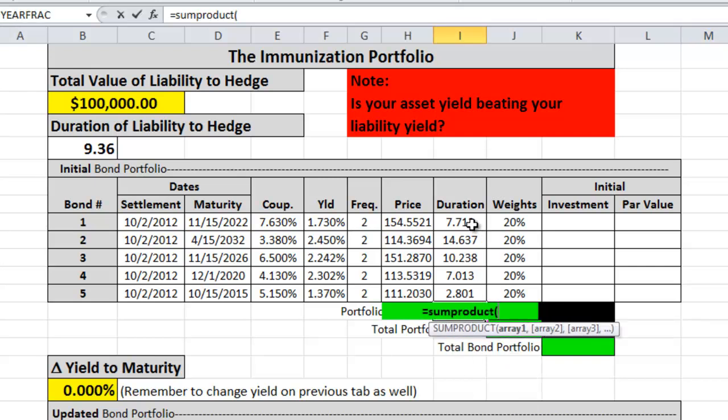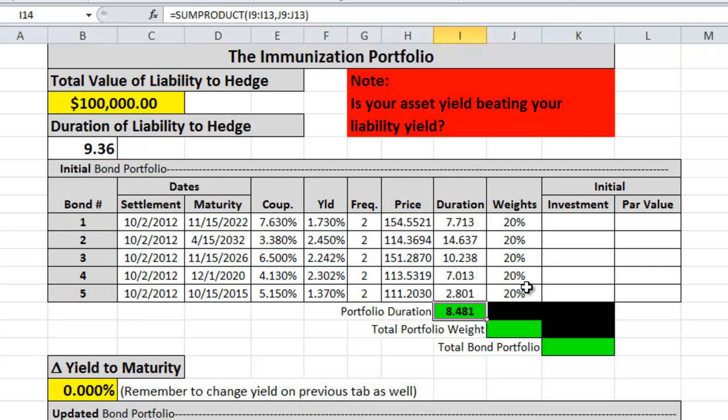So SUMPRODUCT will take this column and multiply it against that column and then add it up. Handy little function. You can see that we get a portfolio duration of 8.481%. I'm going to need this in just a second, so I'm going to make sure that our portfolio weights sum to 100%. We want to make sure that we have 100% allocation in our portfolio.